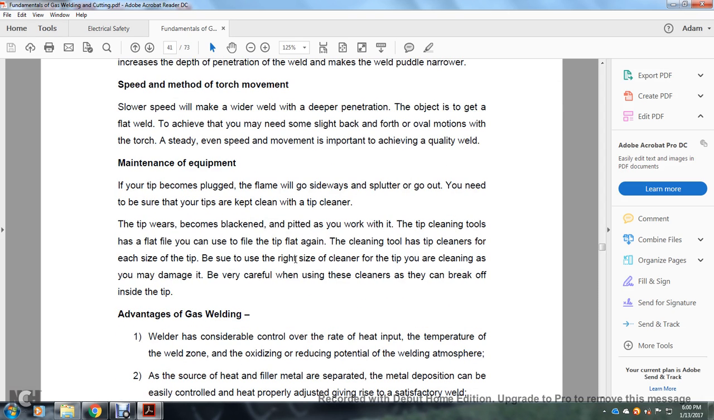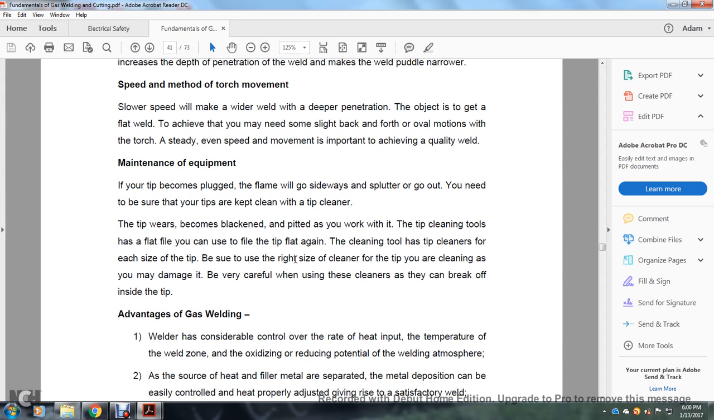Maintenance of equipment. The tip may become plugged, causing the flame to splatter sideways and go out. You need to make sure that your tips are kept clean with a tip cleaner. The tip wears, turns black, and becomes pitted as you work with it. Tip cleaners are tools you can file the flat tip with.